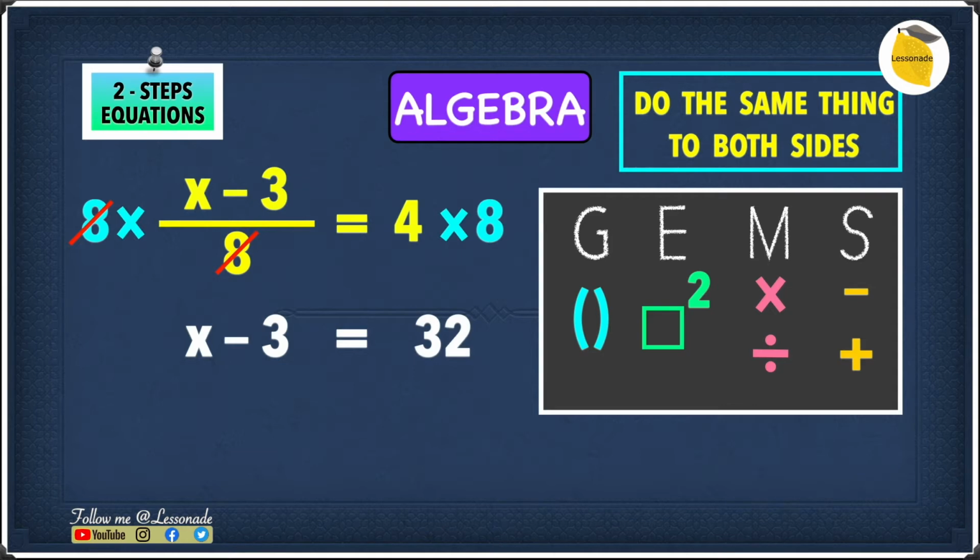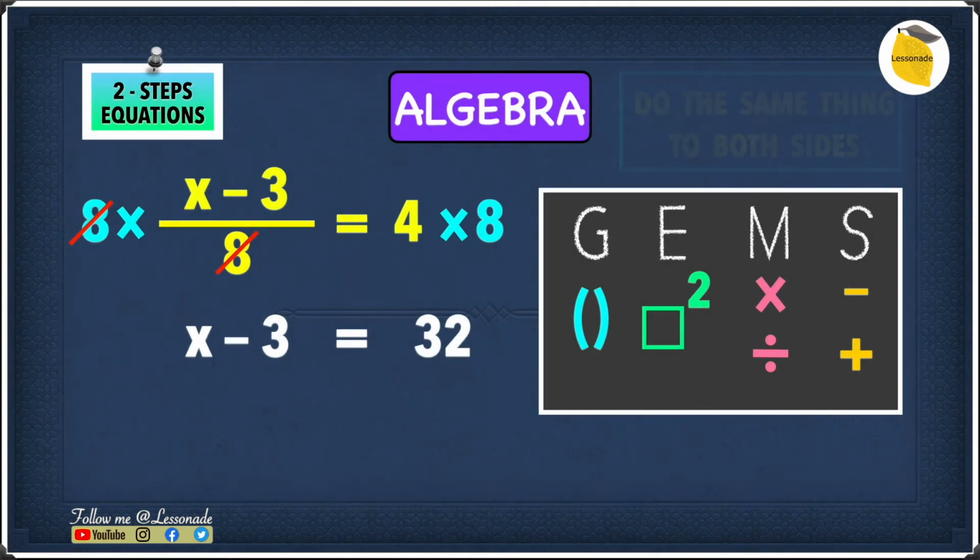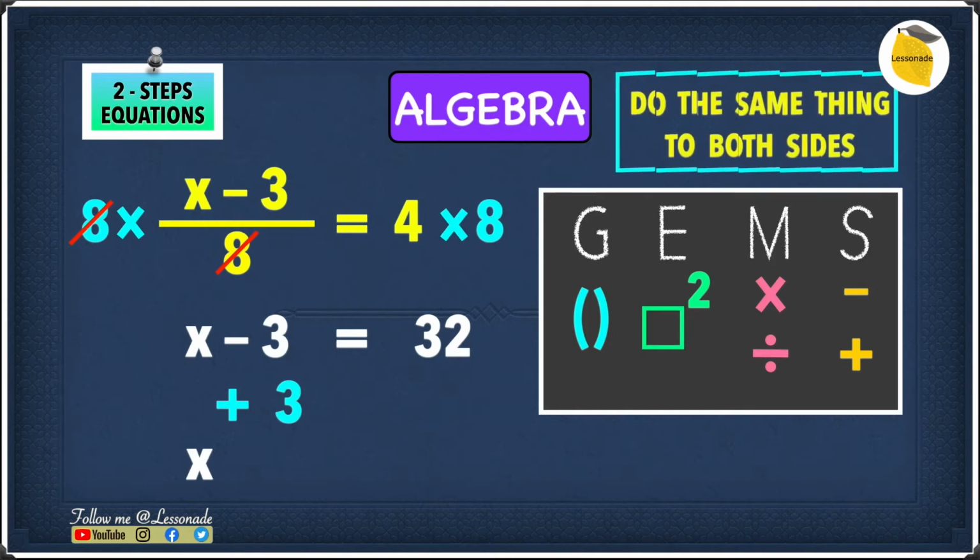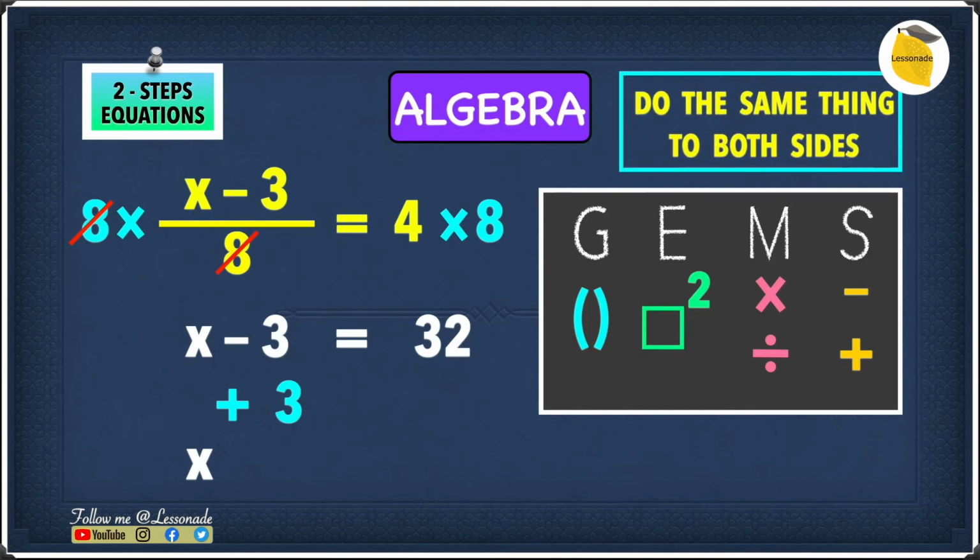Now we have x minus 3 equals 32. The next thing we have to do is to undo this minus 3. To undo this minus 3, we have to add 3, because x minus 3 plus 3 will leave you with x. So now we have to do the same thing to both sides because the equation must be balanced. So add 3 to the other side again. 32 plus 3 will be 35. So our answer is x equals 35.